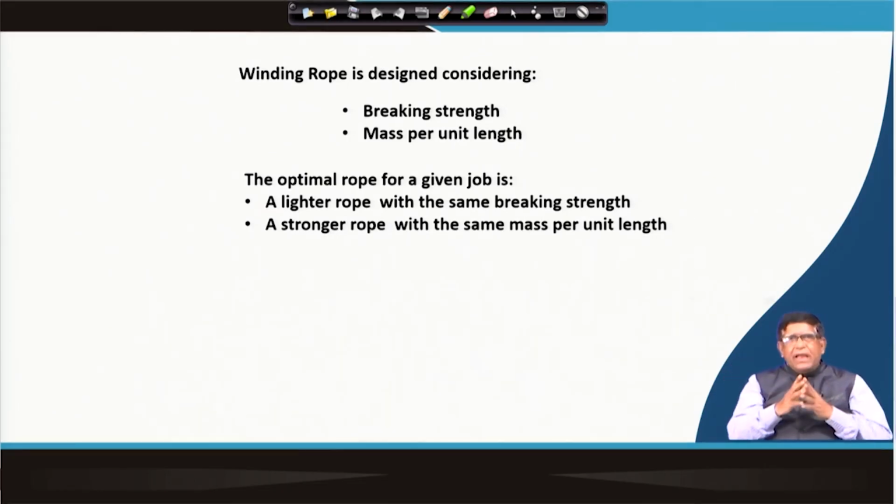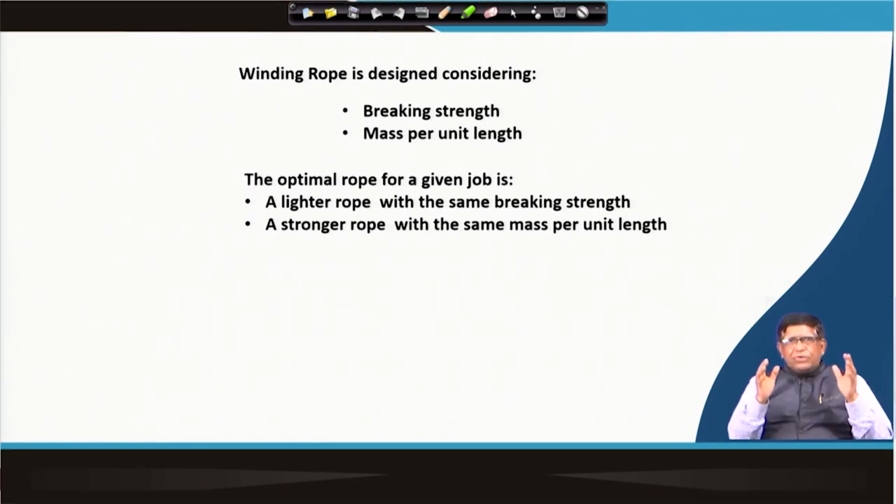The same thing applies to the rope, and this breaking strength is related to the mass per unit length, because the rope is made of wires, and the material strength of those wires will determine the breaking strength. And if you make it very compact, giving thicker wire, then per meter the weight will be increasing. That means you have put in more mass, which is why you are getting more strength.